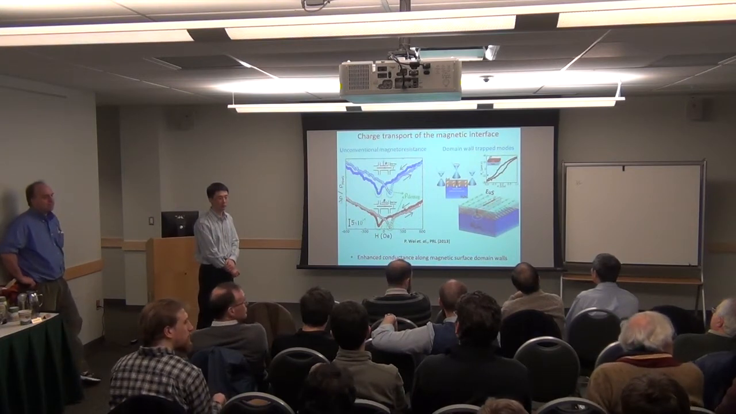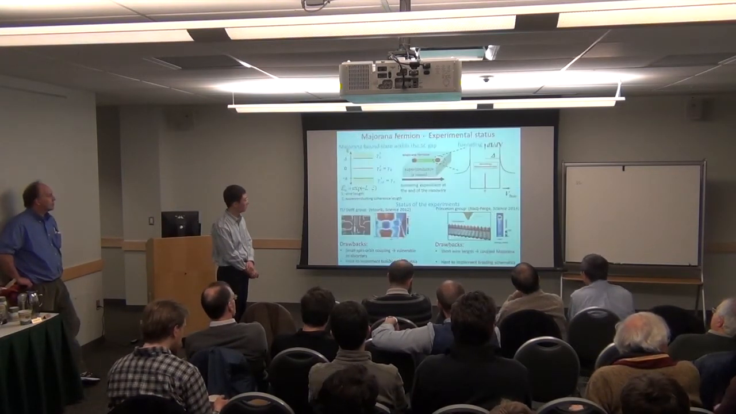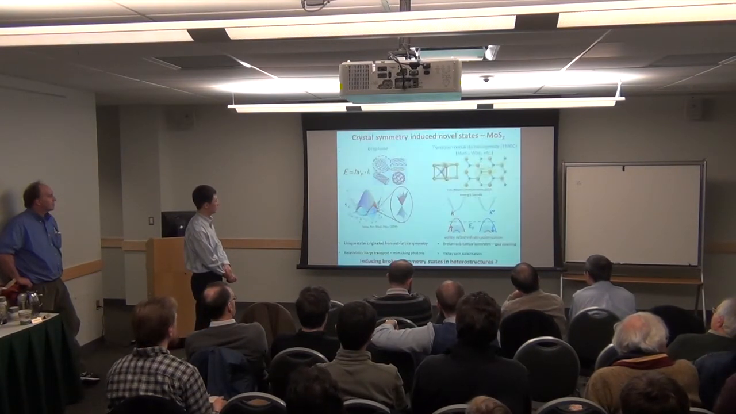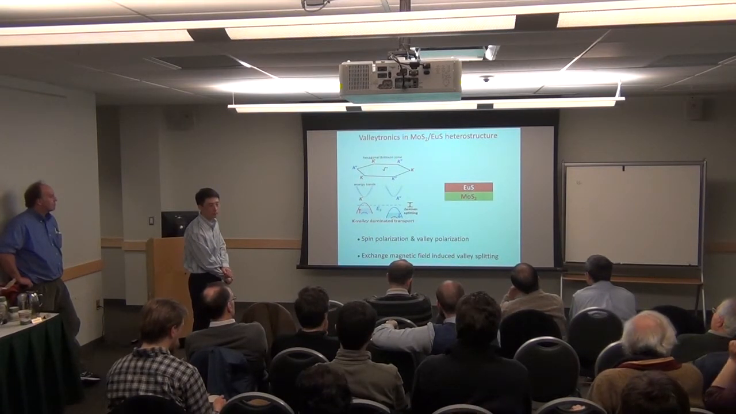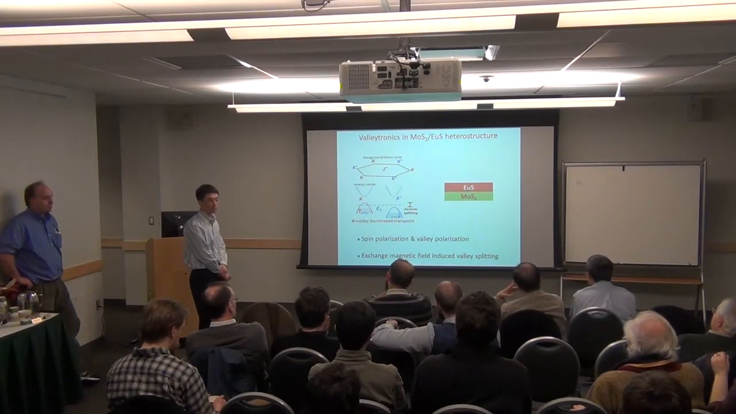In one of your last slides, you proposed that structure with molybdenum diselenide and the ferromagnetic europium sulfide spin injector. So the molybdenum diselenide is truly a 2D layer, and it is gapped, correct? Yeah. So it has an effective mass that is finite.